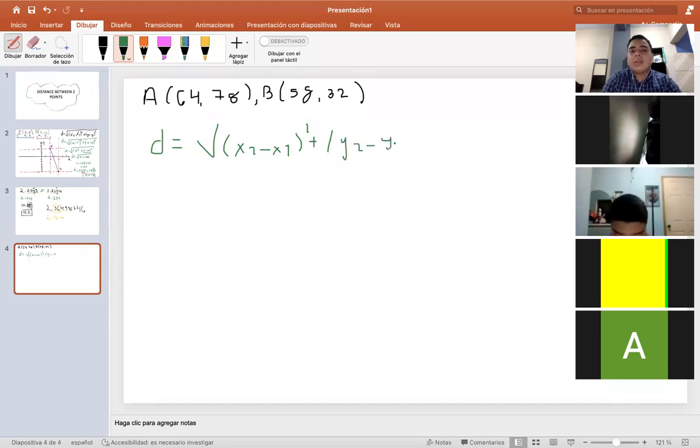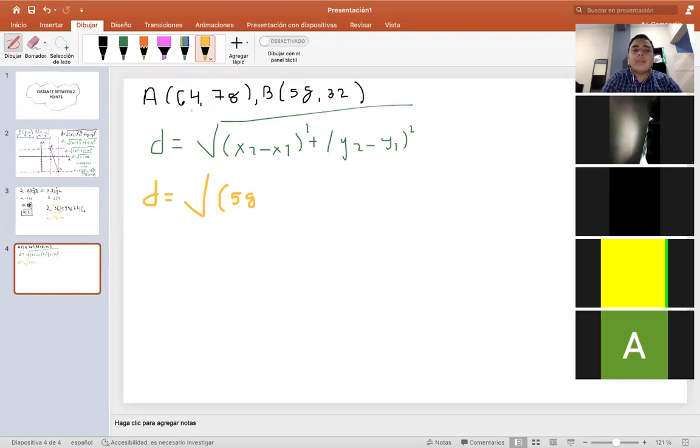Thank you. This is the formula. So we only need to substitute the values. So we're going to have D equal to, which one is x2, guys? 58. X2. Remember, guys, that the first number is x and the second one is y. Here we have x1, y1, x2, and y2.